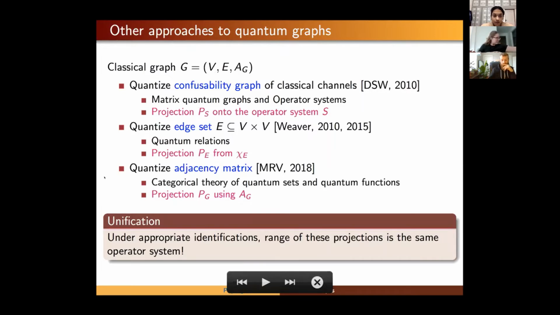So in this way, all the different definitions of quantum graphs can be connected and traced back to the operator system idea. Okay, so I've talked about the first perspective already, so I want to briefly discuss the other two perspectives before I jump onto the quantum graph coloring topic.